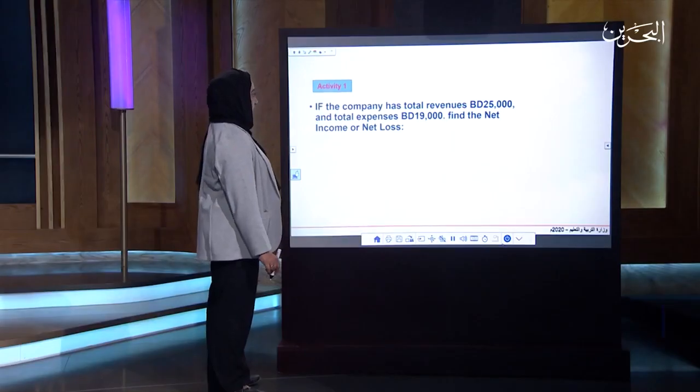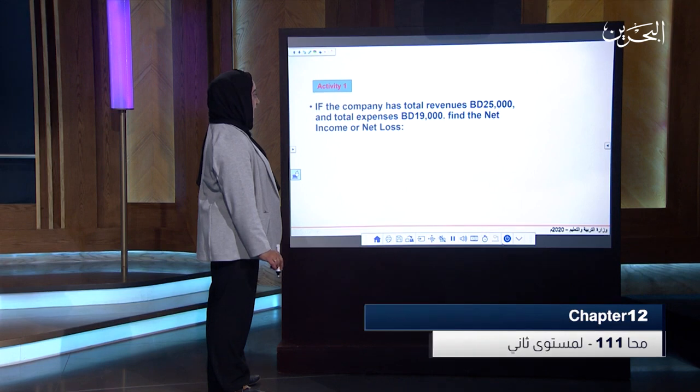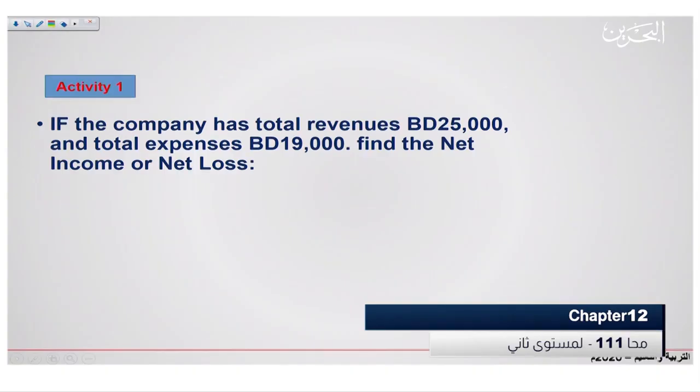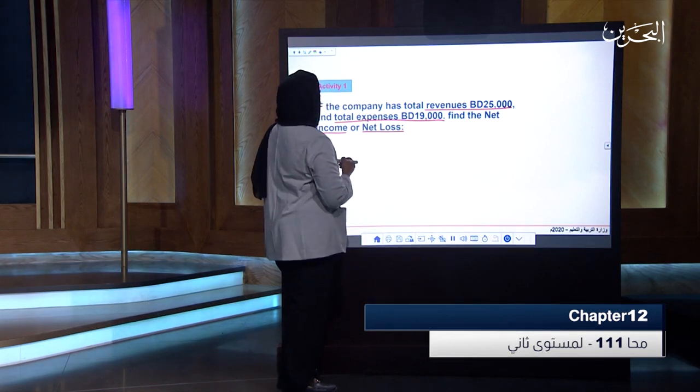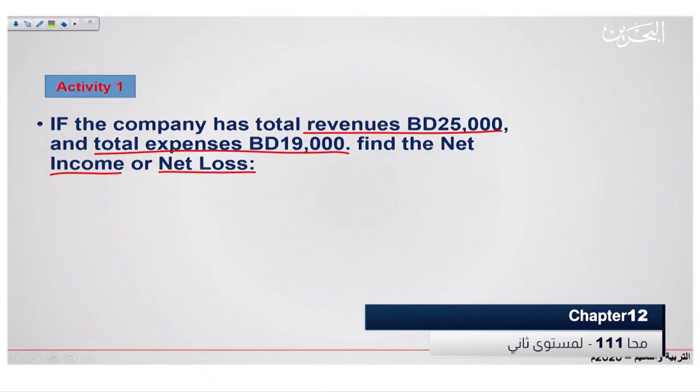Let's take an activity. First, use your calculator and write down the figures in your paper. If the company has total revenues of 20,000 BD and total expenses of 19,000 BD, now I want you to find whether it is a net income or net loss and find me the amount of the net income or the net loss.